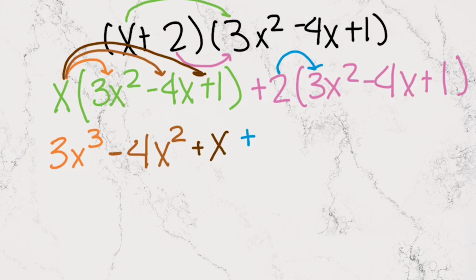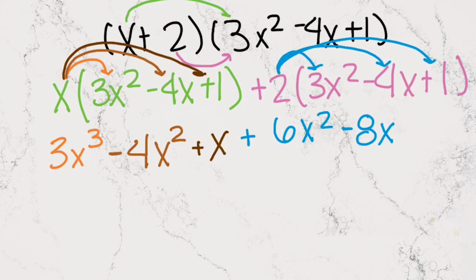That's plus 6x squared. Since 2 doesn't have a variable or an exponent, nothing changes. I'm going to do 2 times negative 4x, and that's negative 8x. And then I'm going to do 2 times 1, that's plus 2.